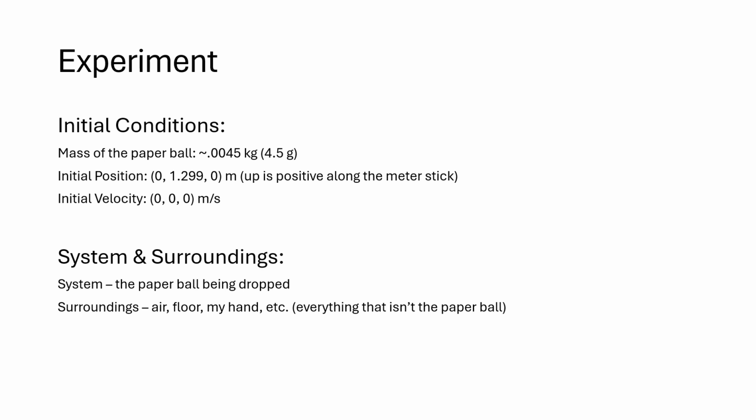Experiment initial conditions. The mass of the paper ball is about 4.5 grams. The initial position is 0, 1.30, 0, so 1.3 meters up in the y direction. The initial velocity is 0, 0, 0, so it was completely at rest. The system is the paper ball. The surroundings are the air, the floor, my hand, so everything that's not the paper ball.